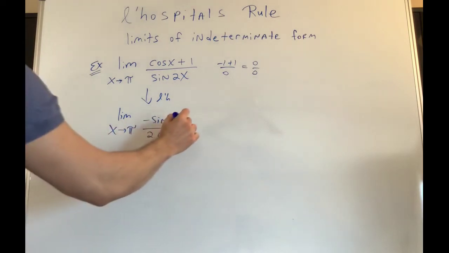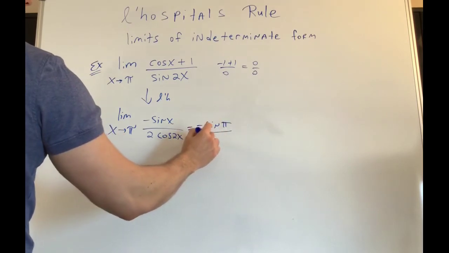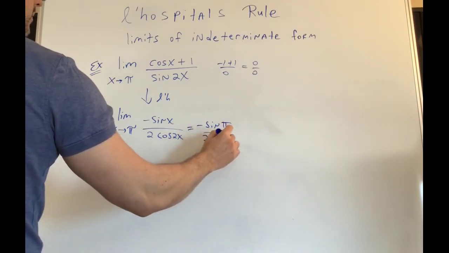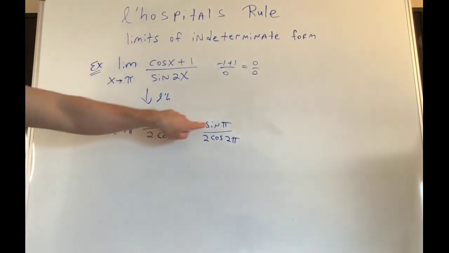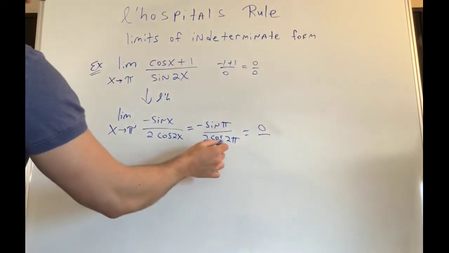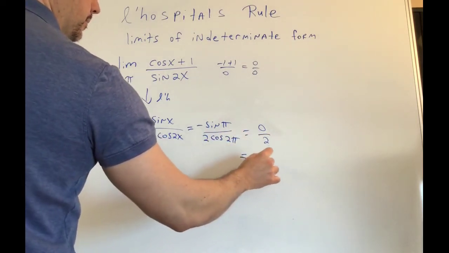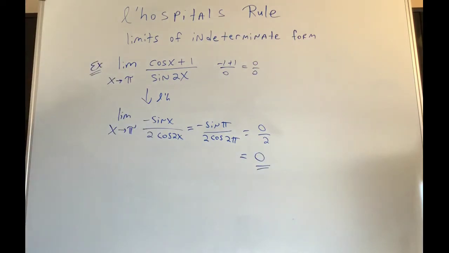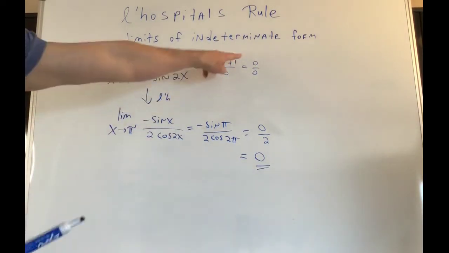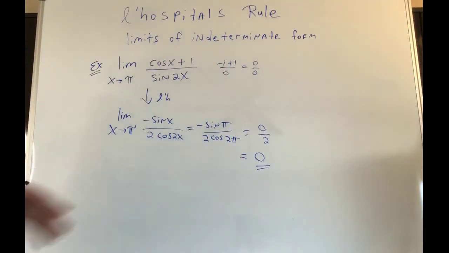Now you're going to plug in again. Sine of pi is 0. Cosine of 2 pi is 1. So 2 times 1. Oh man, how stupid, it comes out to 0. That's the answer. It's 0. But 0 over 0 is 0? No, it's not. 0 over 0 is 1? No, it's not. It's none of those things. It was indeterminate. Okay? You cannot determine it.